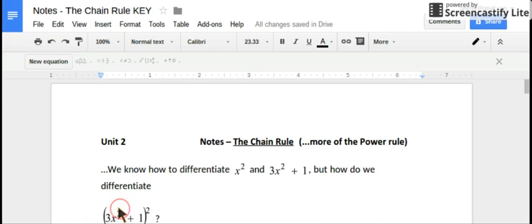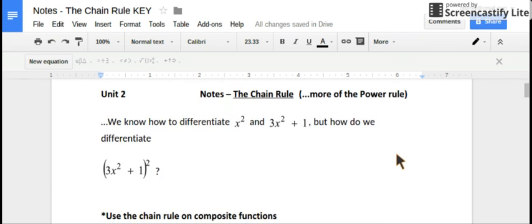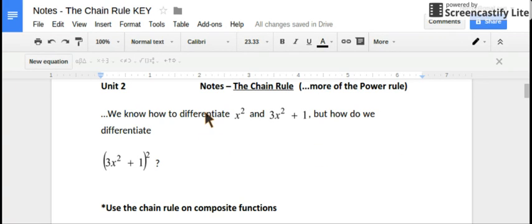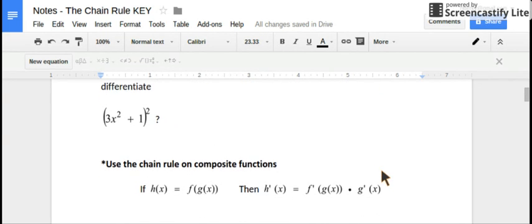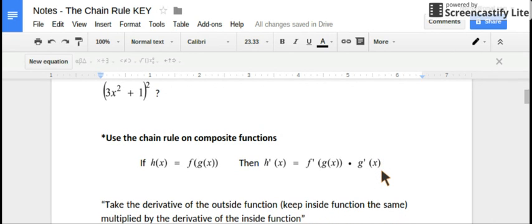In this video, I'm going to be describing how to use what's called the chain rule, which is just a fancy name for the expanded or full use of the power rule, and we'll see why that is. Using the power rule, we can differentiate x squared and 3x squared plus 1, but how do we differentiate the quantity 3x squared plus 1 all raised to the second power? That's a composite function or a nested function, and we need a rule in order to differentiate that type of function. So a lot of books will call this the chain rule, and they'll give you this complicated form.